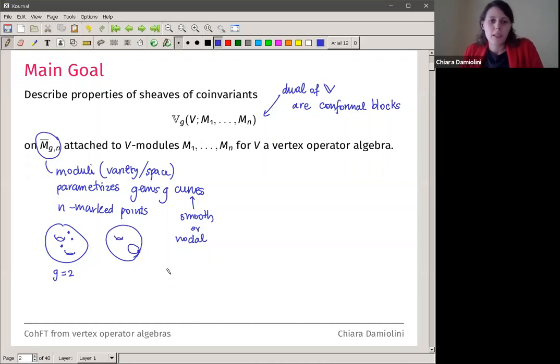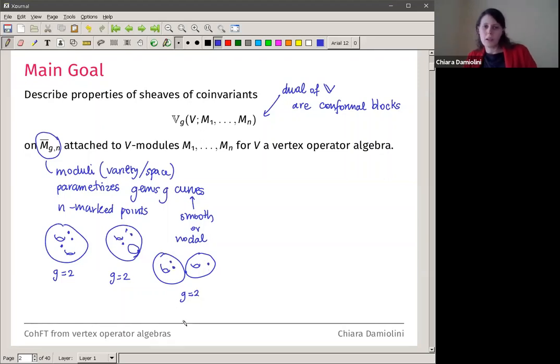But another way of making nodal curves is to take maybe 2 tori, in this case of genus 1, and they are joined together at one point. So these are all genus 2 curves for me. And I have to fix a certain number of points. Maybe I fix 2 in one component, 1 in the other one. And so a point in M_g,n bar is one of these elements.